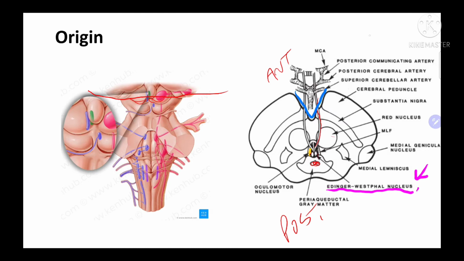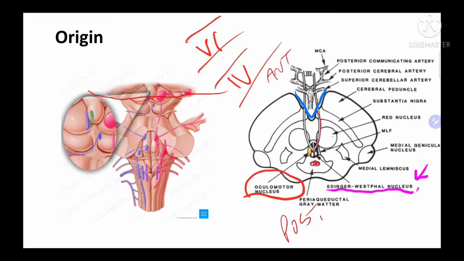But this guy here is totally for the extraocular muscles of the eye, except two guys. This is a question of the test all the time, except the superior oblique muscle and the lateral rectus muscles, okay? Because these two guys are gonna be innervated by the abducens and the trochlear, okay? Good. We already know this.